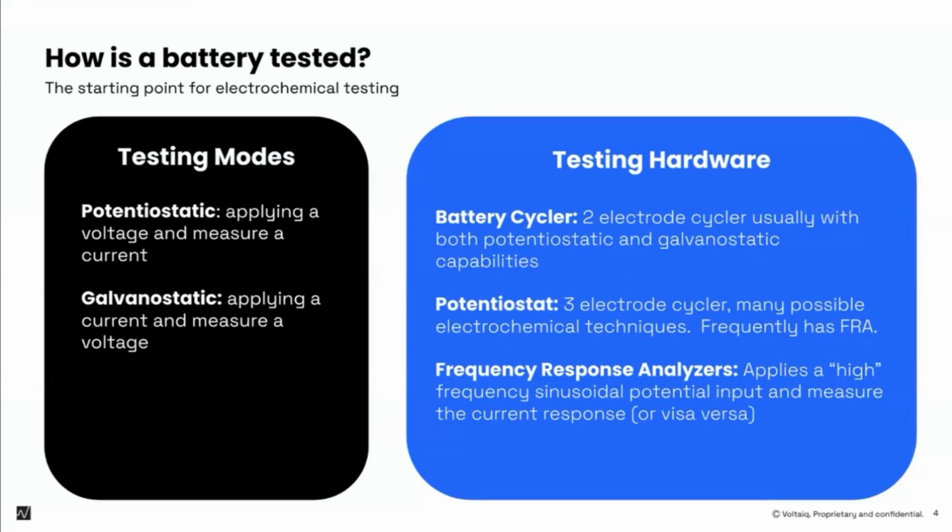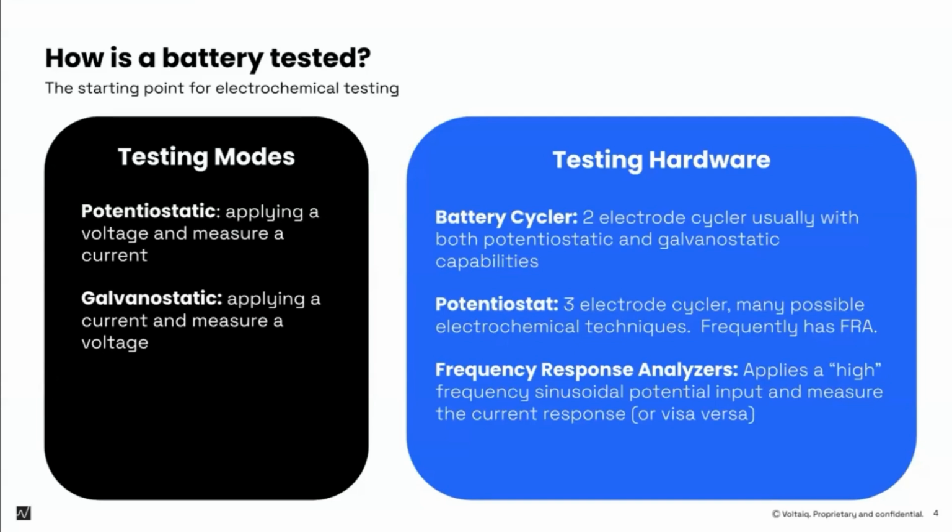There's also different testing hardware. So you have a battery cycler, which is like a 2-electrode cycling system. So 2 electrodes means that basically you're measuring the differences in potential between the anode and the cathode. And you can usually control both potentiostatic and galvanostatic. Then you have potentiostats, which add a 3rd electrode, a reference electrode in there. And they also frequently have what we call a frequency response analyzer, which allows you to apply an AC or sinusoidal current or potential measurement. And this is frequently used for doing EIS.